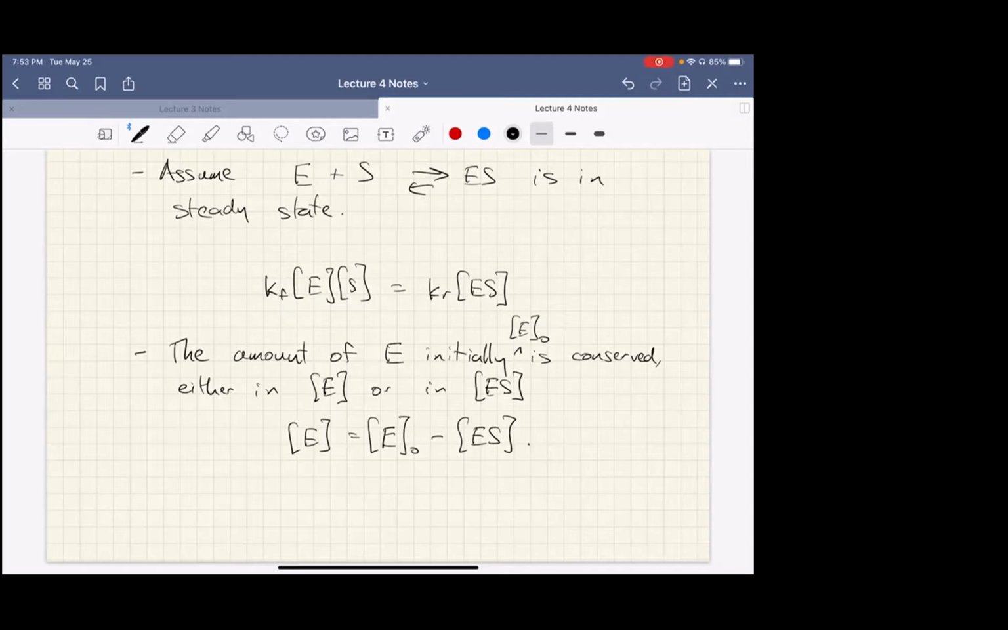So with this simplification, I can start up here and I can say Kf times E0 minus ES times the concentration of S is equal to Kr times the product ES. So basically what I did is I took this guy and substituted him in here.